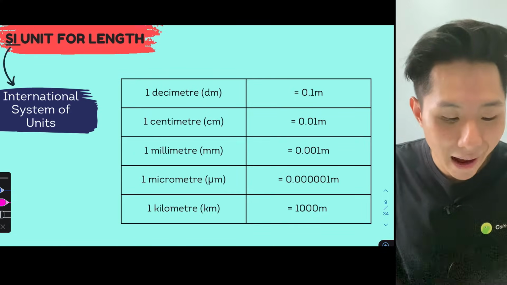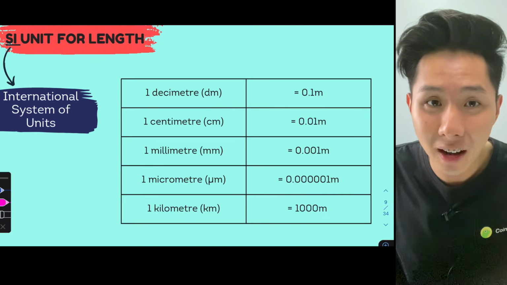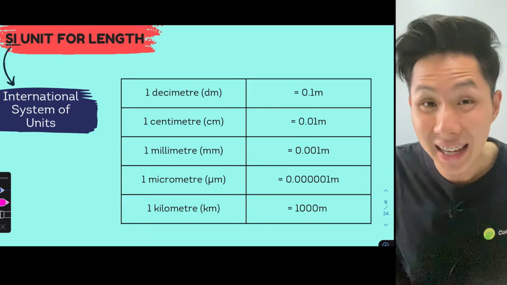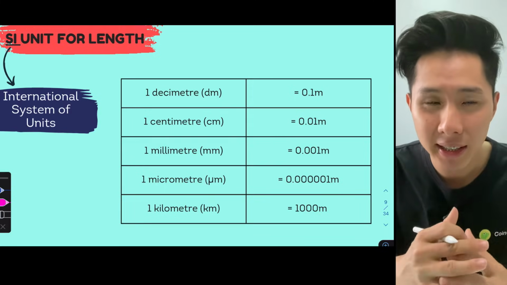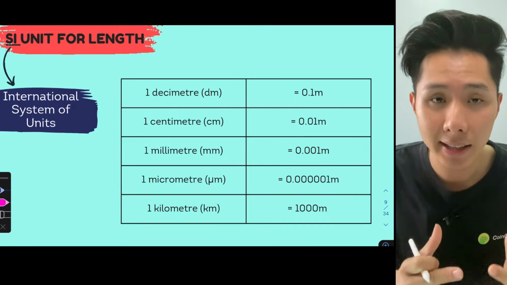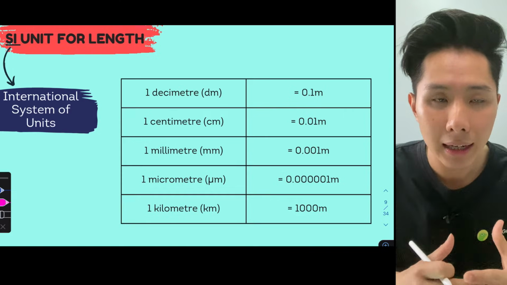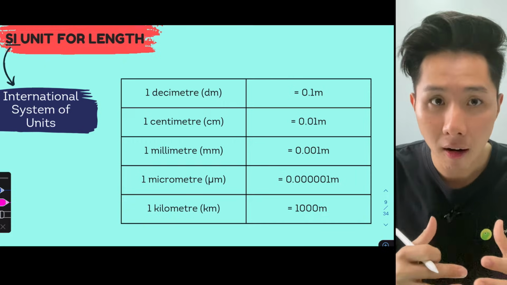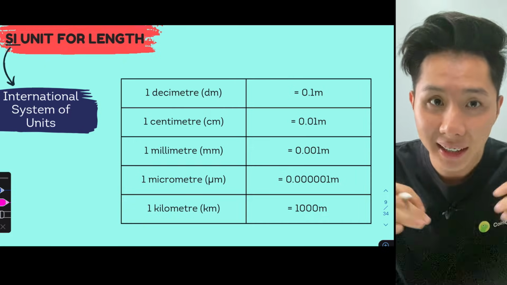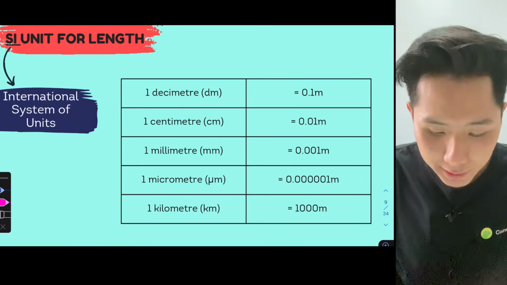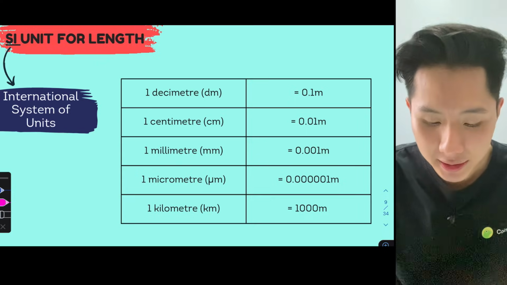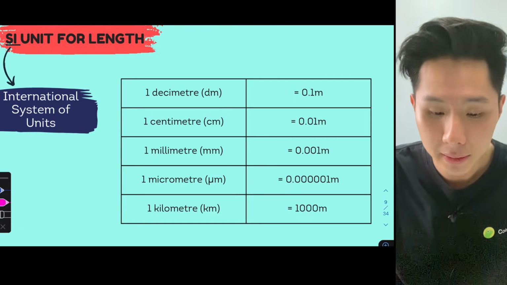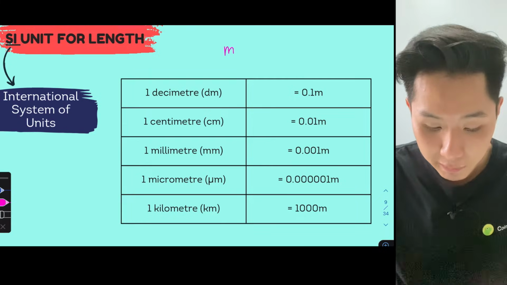Here I want to introduce another concept, which is super important throughout the course. It's called the SI unit. The SI unit is basically a standardized unit that is used throughout the world. It means that these units are the standard for scientists all around the world. For length, the SI unit is the meter.